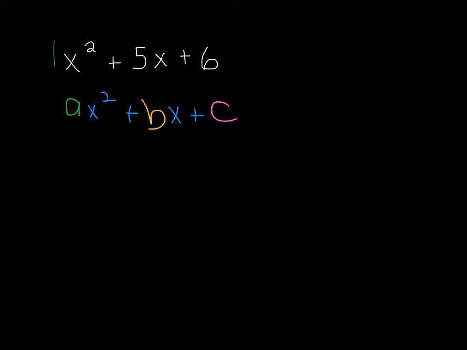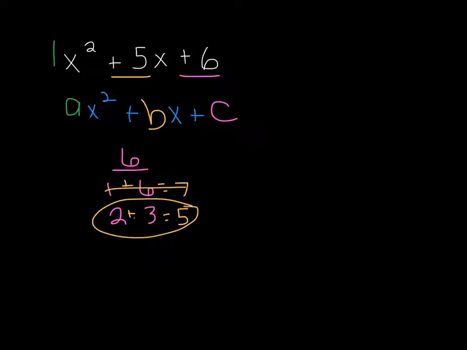So what we're going to do is start with looking at c, which in this case is 6. And we're going to list all of the factors of 6. So 1 times 6 equals 6. 2 times 3 equals 6. Then we want to look for the one that adds to equal b. So 1 plus 6 equals 7. We need 5, so that doesn't work. 2 plus 3 equals 5. That works. That's the combination, or the pair, that we're looking for.